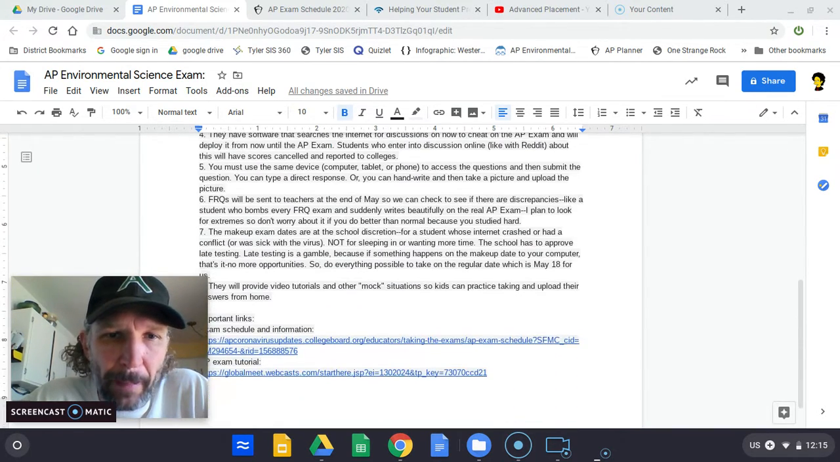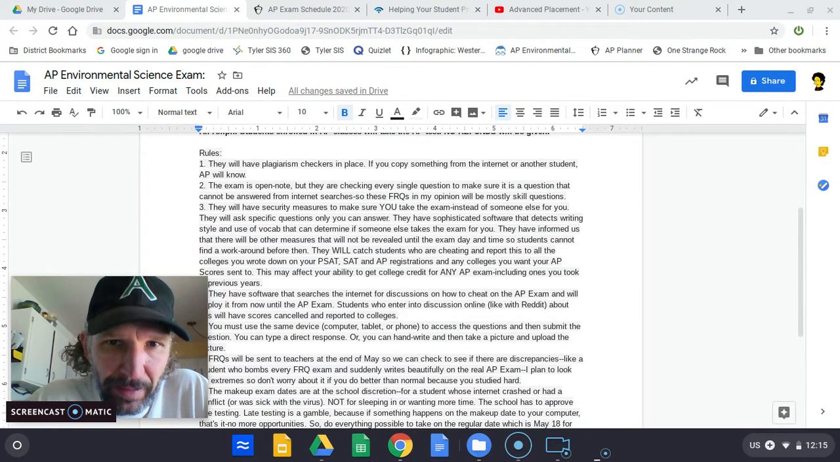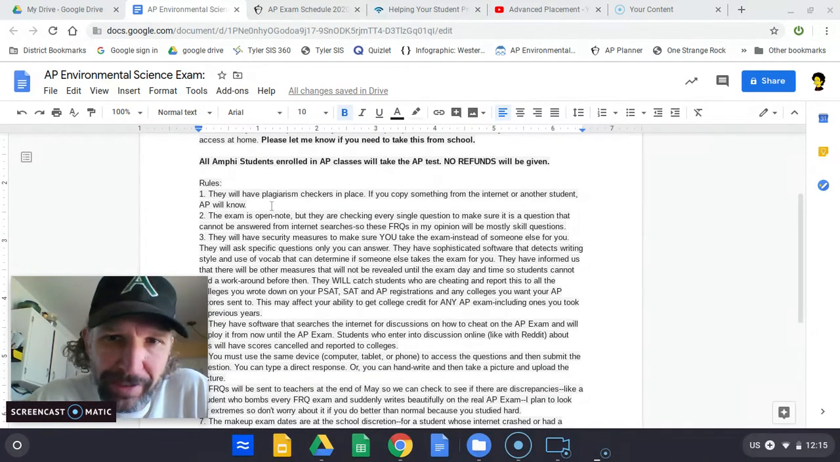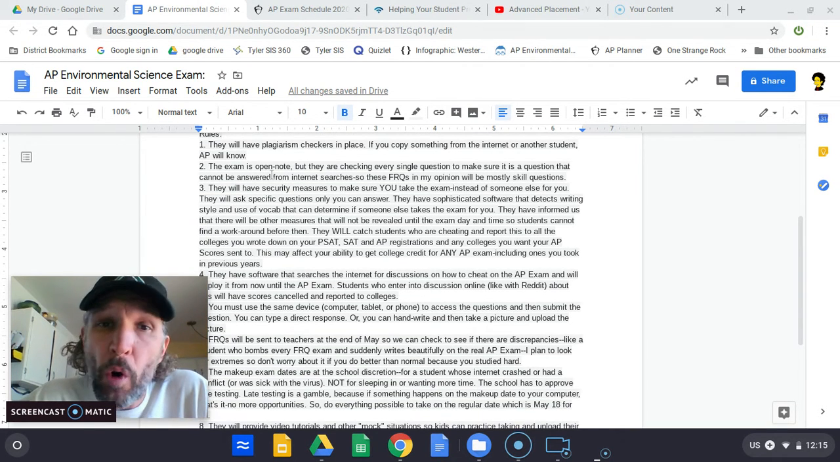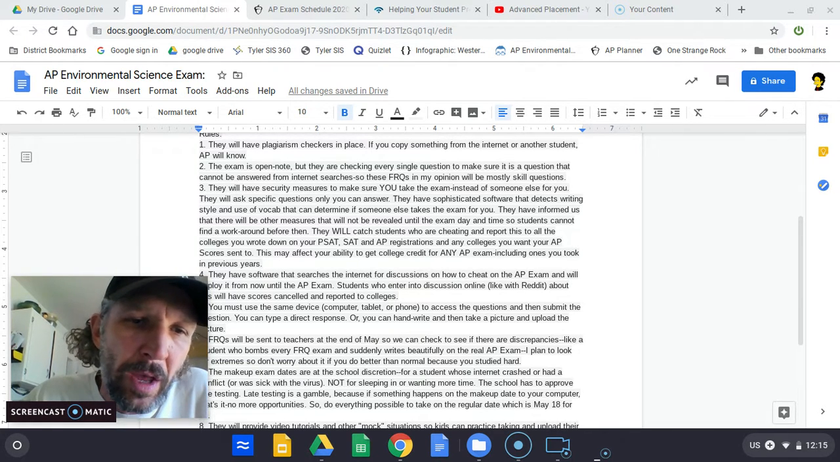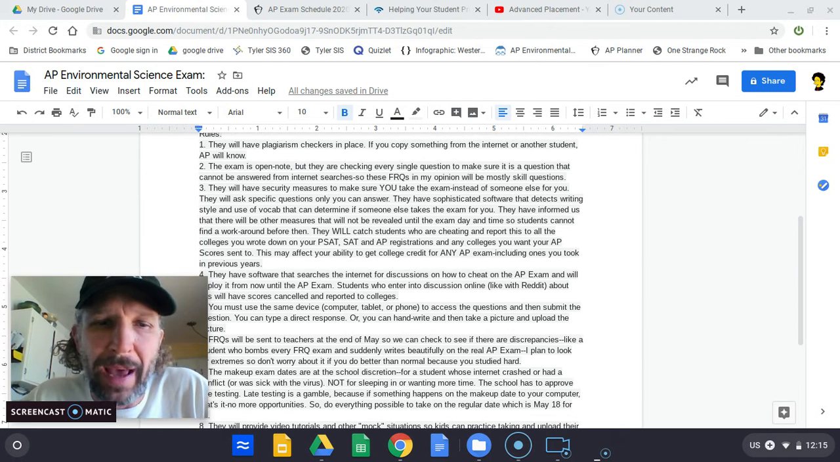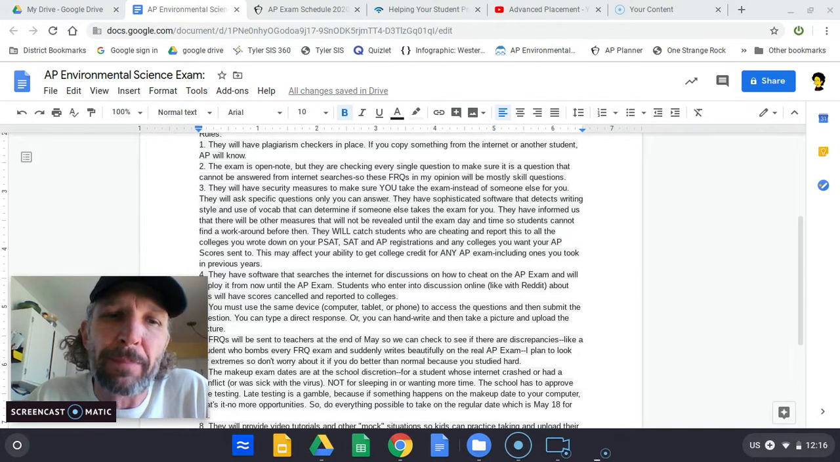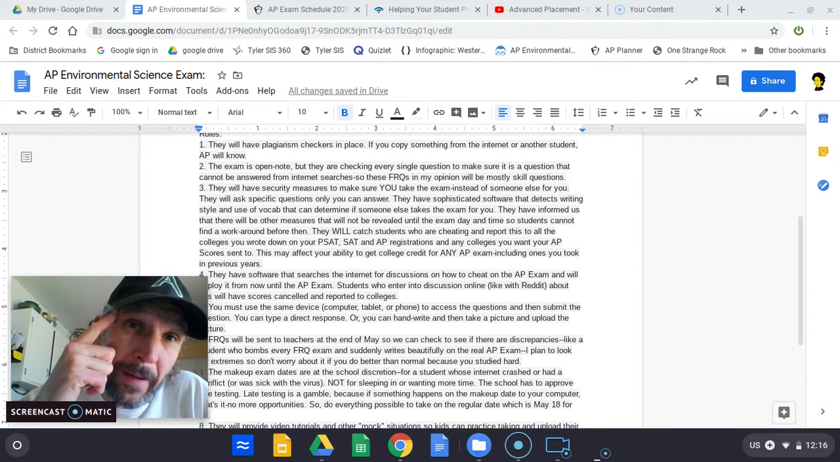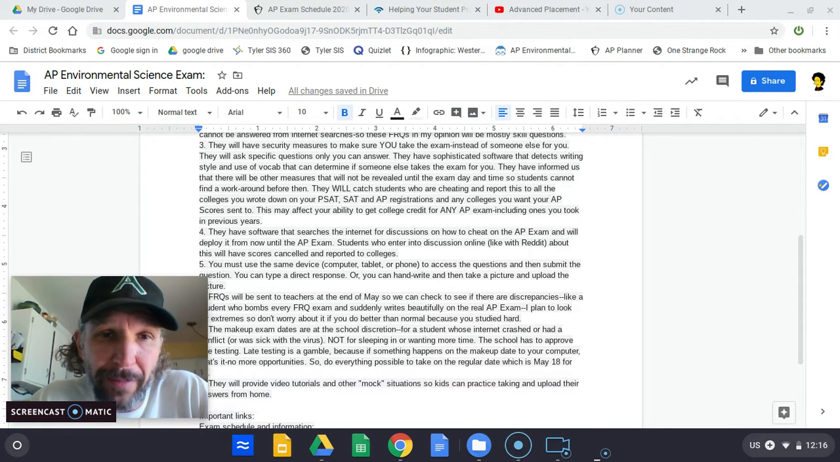Okay, so here is a bunch of rules that I got from AP. They're going to have plagiarism checkers. If you copy something from the internet or another student, AP will know. The exam is open note, but they're checking the questions to make sure that the questions cannot be answered from simple internet searches. So the FRQ questions are going to be mostly skills questions. So you might be able to quickly look up a word like, oh, what's eutrophication? You could get the definition of that, but there's not going to be anything where you're just going to be able to look up the answer. The answers are going to have to come from in here with the knowledge that you have of environmental science.